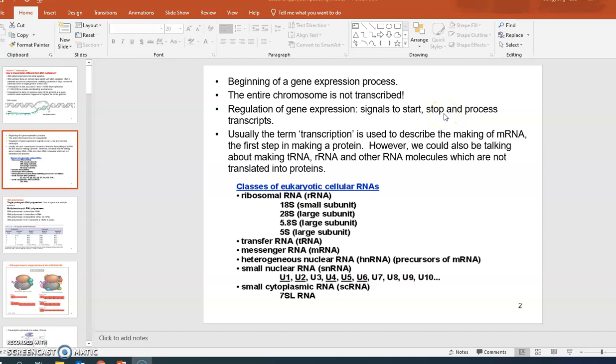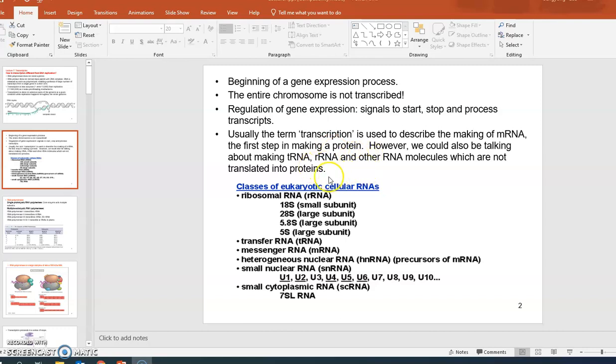Okay, and usually the term transcription is used to describe the making of mRNA. That's the first step in making a protein if it is translated after that. However, we could also be talking about making tRNA, ribosomal RNA, and other RNA molecules, which are never translated. But still, transcription happens. So that may be the gene expression right there, up to the making of RNA.